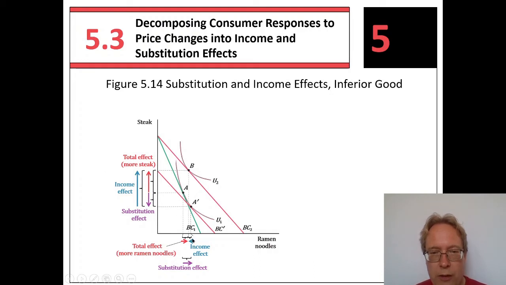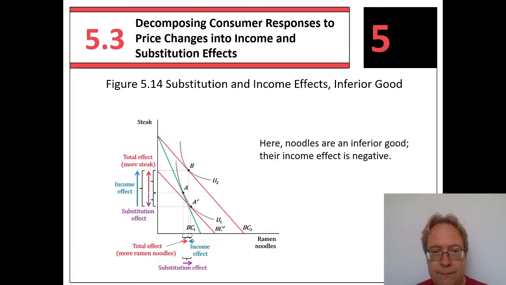So what's going on here? Well, what is going on is that if we only look at the income effect, so then we filter out the effect of a change in relative prices, then we find that as income increases, we consume fewer noodles. So in other words, noodles are an inferior product, according to the definition we introduced before. So here, noodles are an inferior good. Their income effect is negative. But still, the total effect is positive, right?